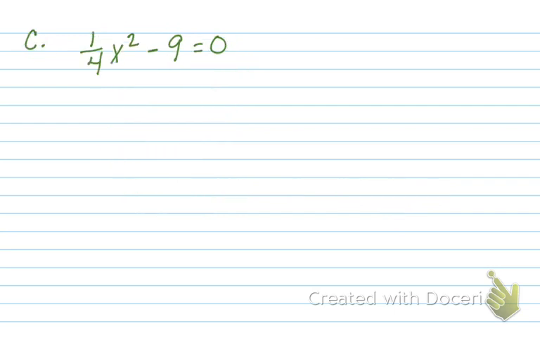All right, let's look at C. This one has a fraction in it. So we're still going to follow the same directive as before. We're going to get the x by itself, or x squared by itself. So we're going to plus 9.